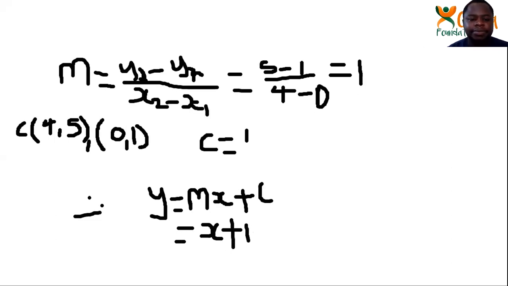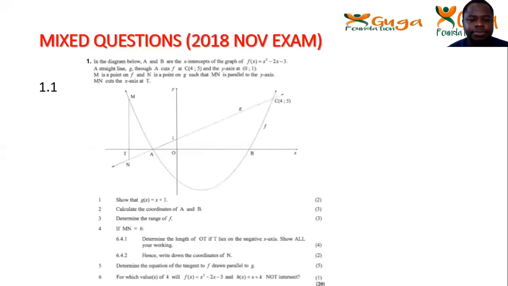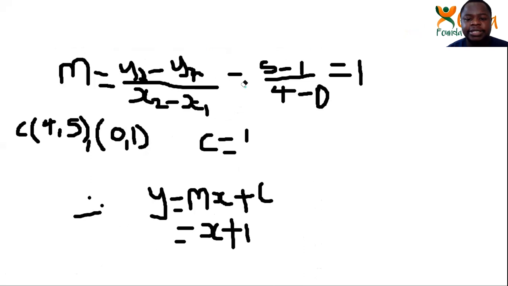Okay, now let's go back to the question paper. Here, we're done with number 1, 2 marks. Calculate the coordinate of A and B. So where are A and B? These are your roots. In other words, you will agree with me that here at B, the x-intercept, we don't know, but we know that the y-intercept is 0. Also here, the x-intercept we don't know, but we know that the y-intercept is 0. So you just say x-intercept, when y is equal to 0. Let me help you here. This is how you do it. Let me erase this.